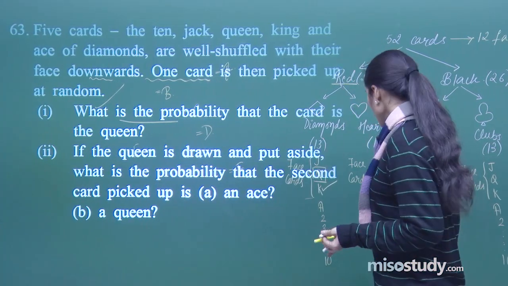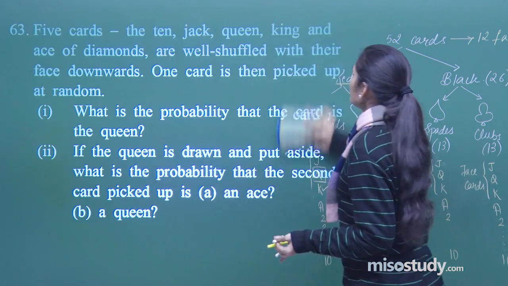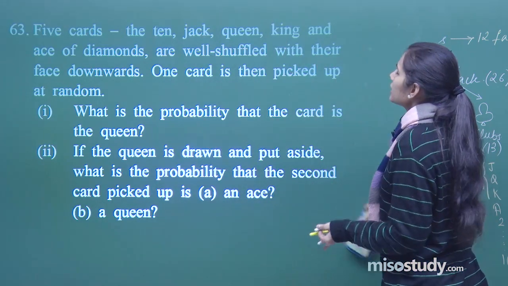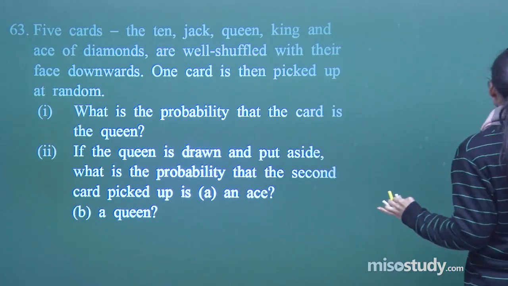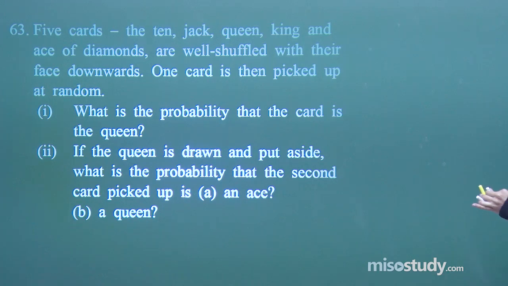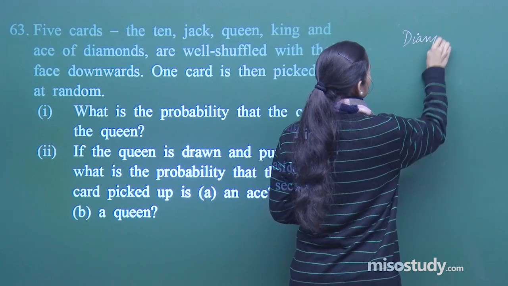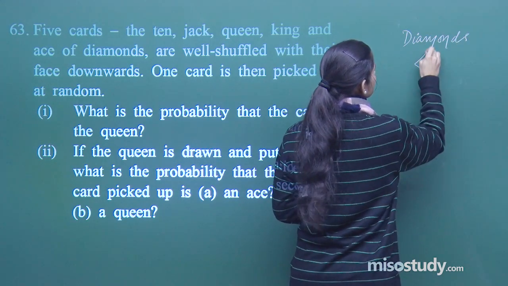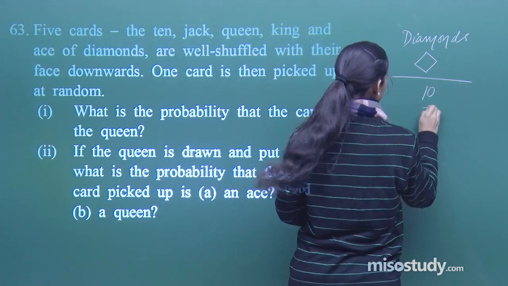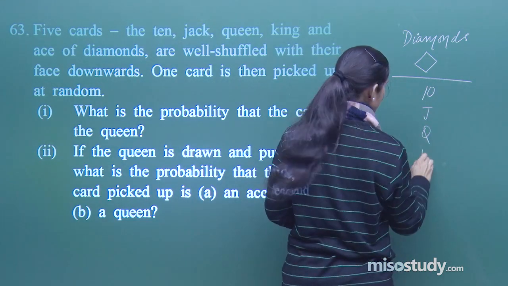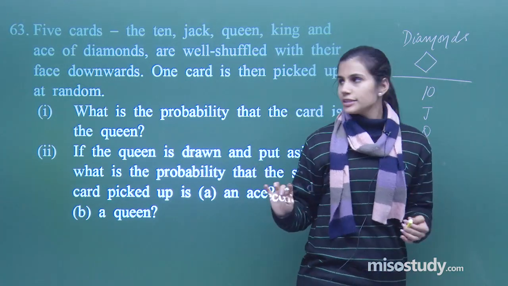Again the question is on cards. This time what is it trying to say? Let's see. It says that in total you have 5 cards. What are those 5 cards? The 10, the jack, the queen, the king and the ace of diamonds. Only these 5 cards are present with you. You don't have 52 cards. You have, of the category diamonds, the 10 of diamonds, the jack of diamonds, the queen of diamonds, the king of diamonds and the ace of diamonds. Only these 5 cards are the total cards that you have.